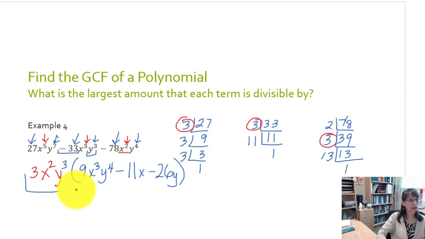So our final answer is 3x squared y cubed multiplied by this quantity.